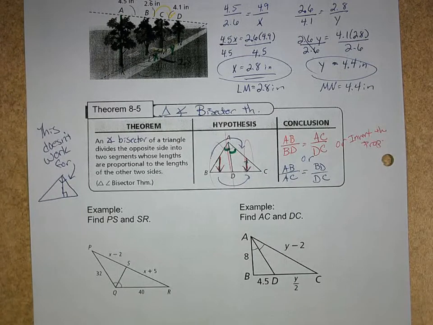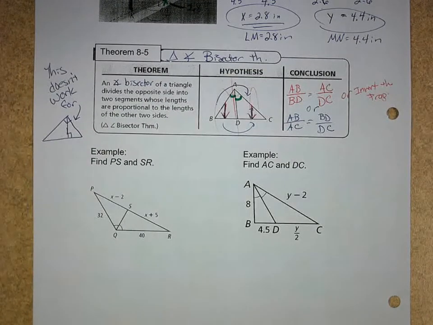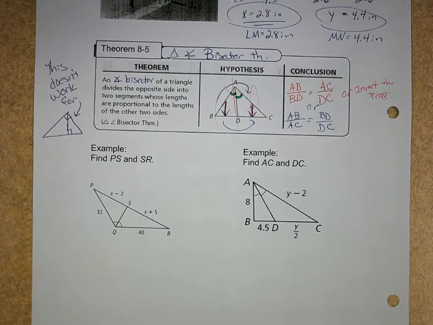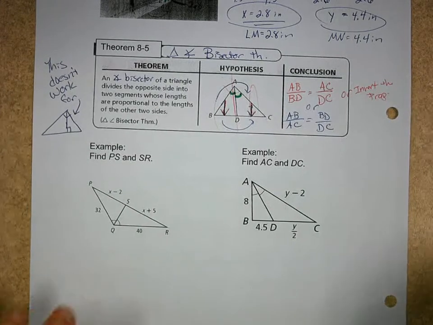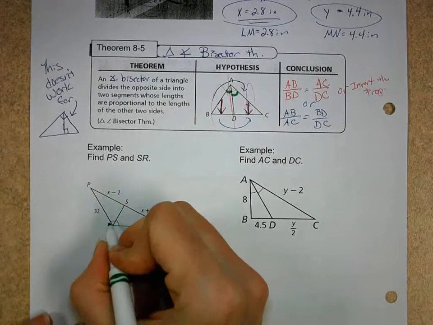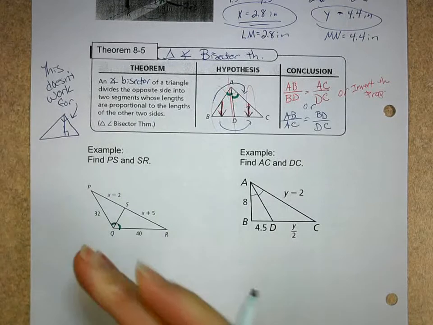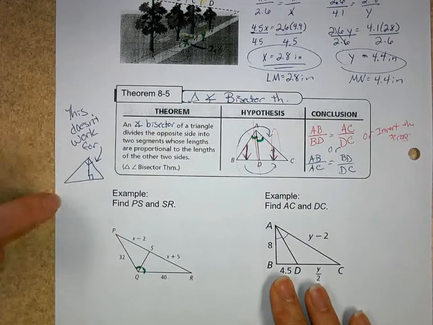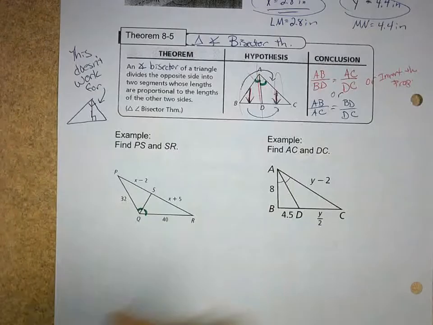All right, let's look at the next one. It says, find the length of segment PS and the length of segment SR. So we're not just solving for the variables, we're going to have to substitute our value back in to find our length. Looking at this one, how in the world would I set this up? Well, the first thing I look for is, do I have an angle bisector? Because I can't use my right triangle one. I can't use my geometric mean stuff that we did for lesson 8.4. They don't work together.